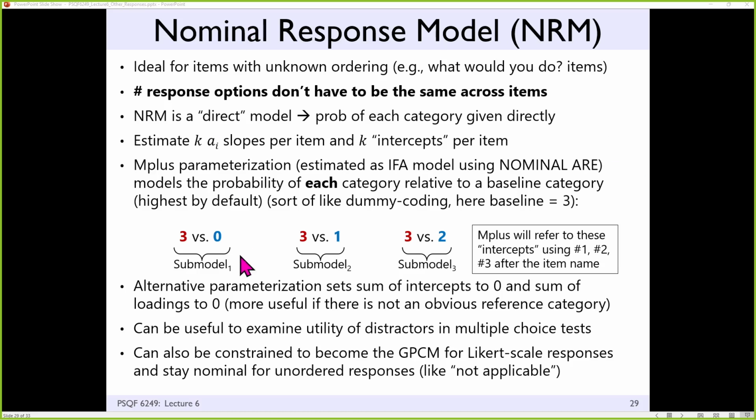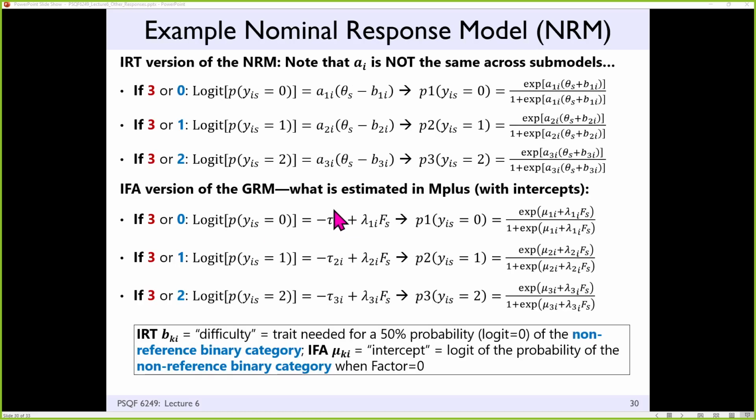So in a nominal model, the submodels are arranged like dummy coding, where one of the answer categories is the reference, and the submodels tell you the probability of answering the other category relative to the reference. What makes these different in terms of their estimation is that each submodel has a different slope. So how discriminating punching someone versus walking away is can be different than how discriminating insulting them back versus walking away is. So each submodel has a different A and a different B.